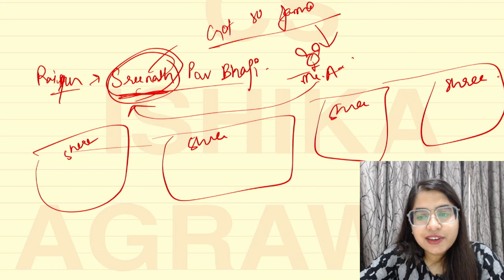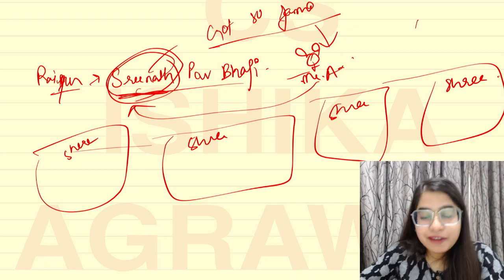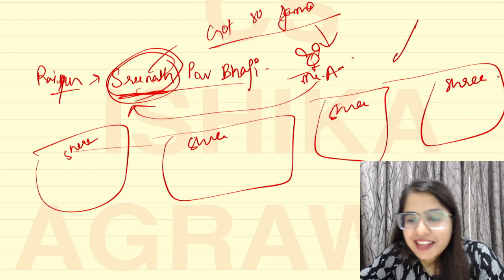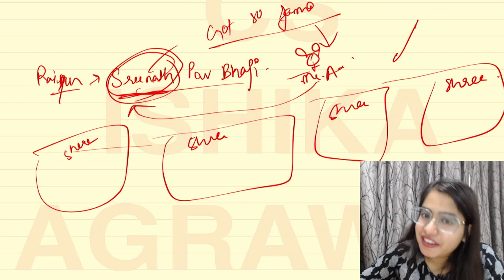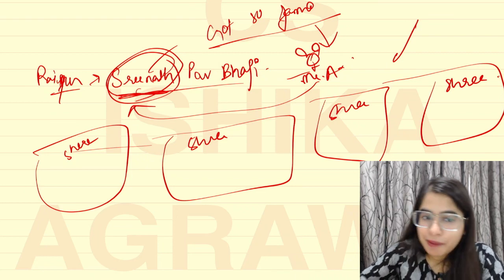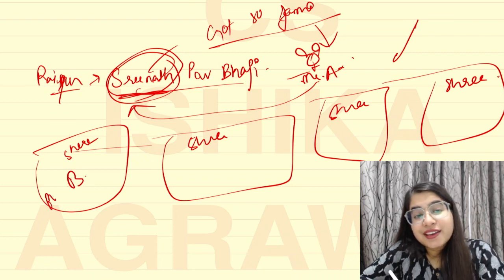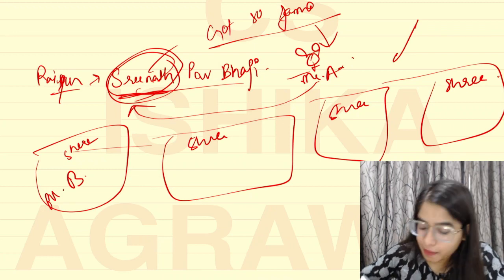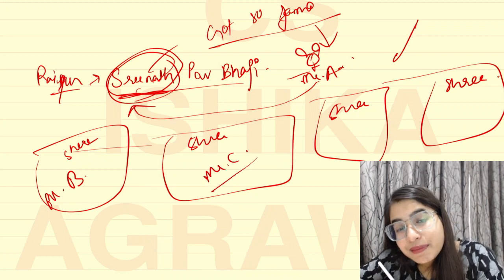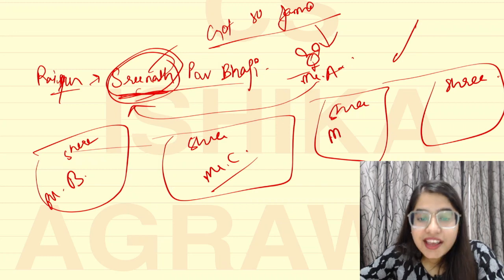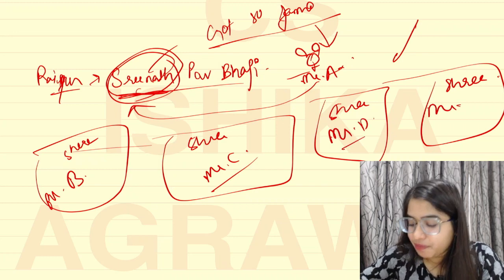As a result, now what is happening? People get confused about which one is the original Srinath ki pav bhaji, and everyone is claiming to be the original. Mr. B is also claiming to be the original Srinath ki pav bhaji, Mr. C is also claiming, and Mr. D, Mr. A.